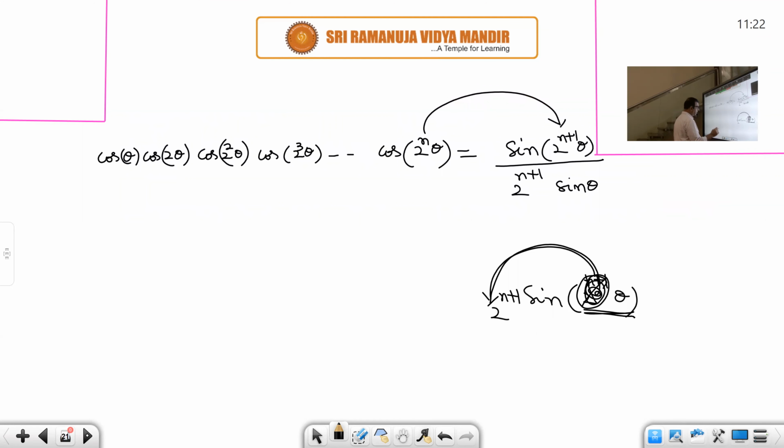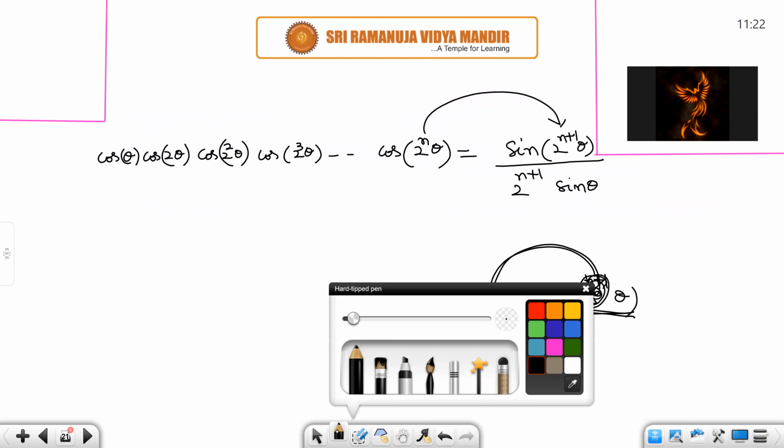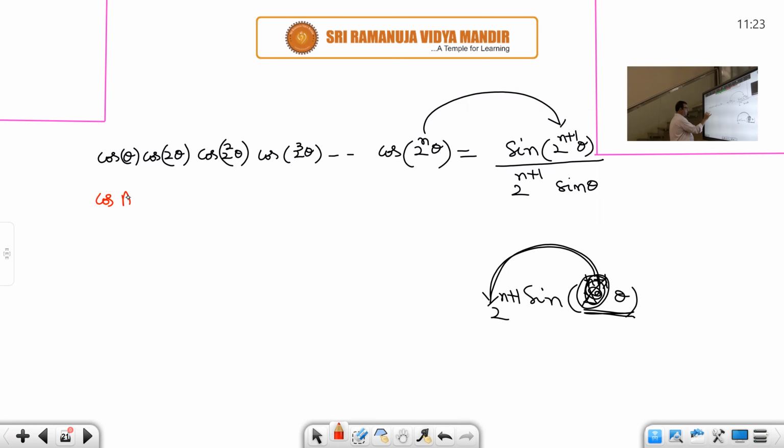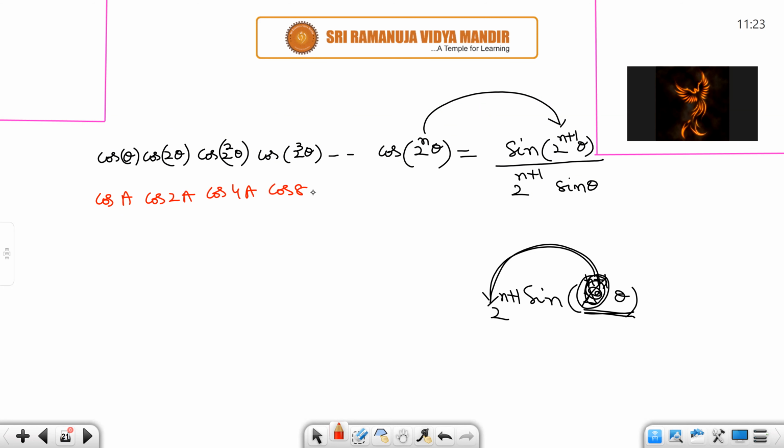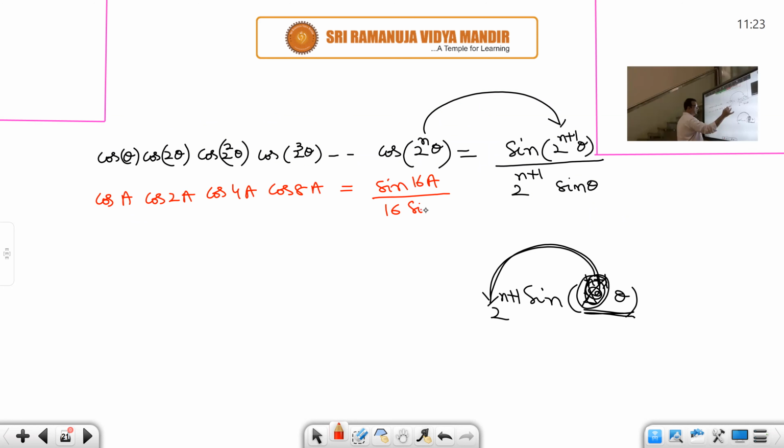By applying the same formula, sir. I'll write the formula and replace A by... tell me the formula again: cos A, cos 2A, cos 4A, cos 8A is equal to sin 16A by 16 sin A, sir.